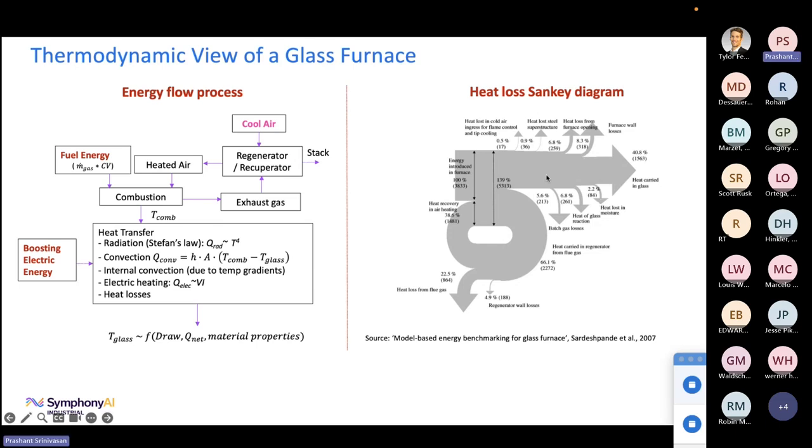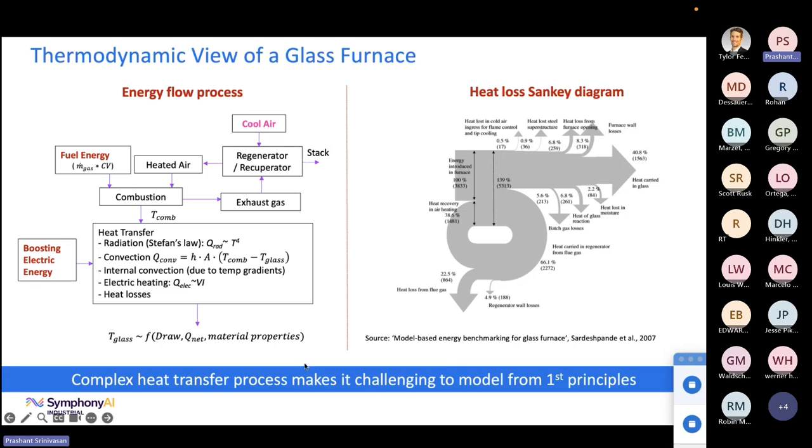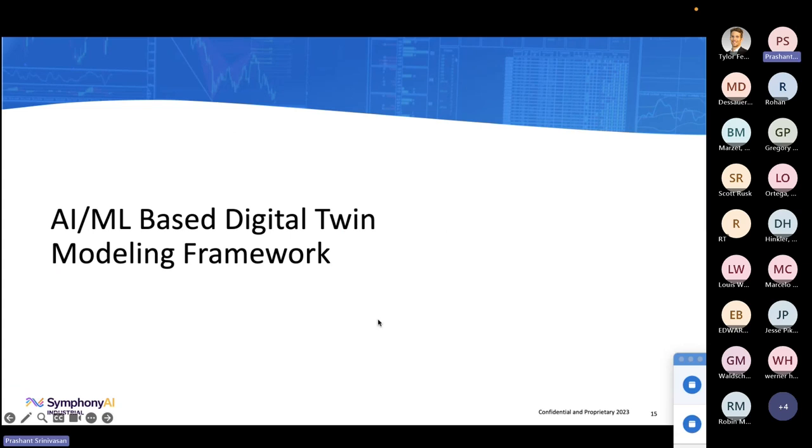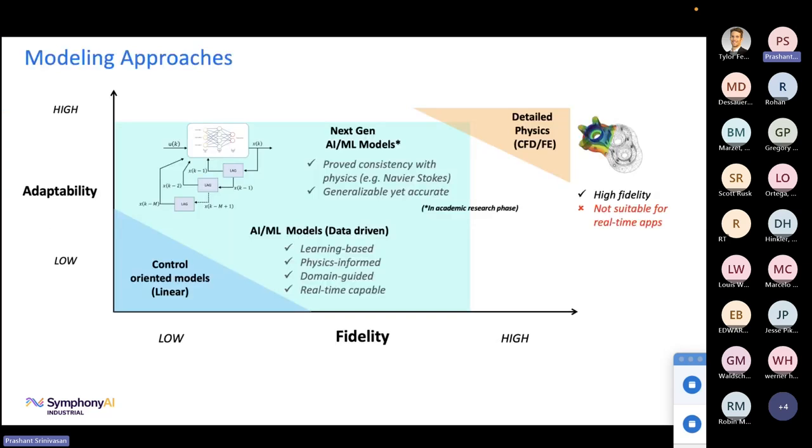And these are also challenging to model, because this is a fairly complex system, and with all these heat losses and heat transfers, it's very difficult to derive the heat transfer coefficients from a first principles standpoint. So this is a very challenging system to model from first principles. And hence, we are really advocating a more data-driven modeling framework, which also brings in some domain expertise and understanding of the physics, but leverages data for actually building the prediction models and predictive capabilities.